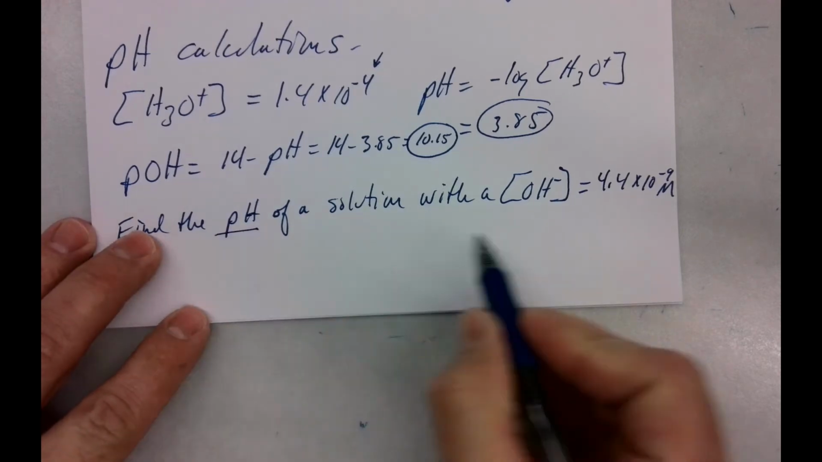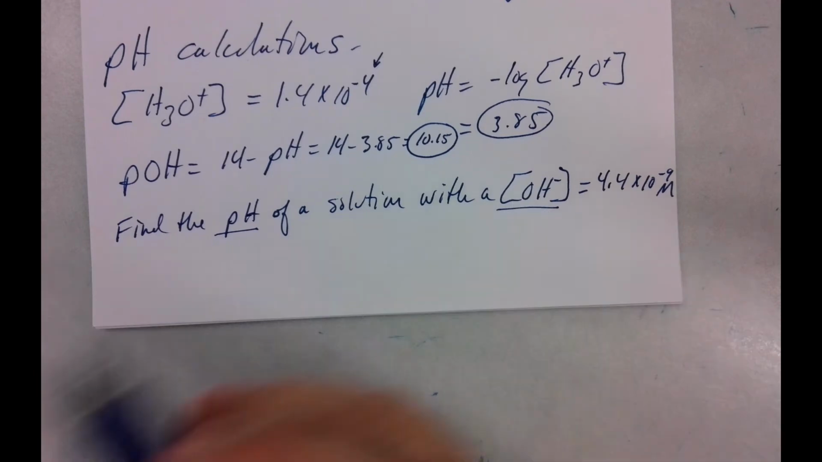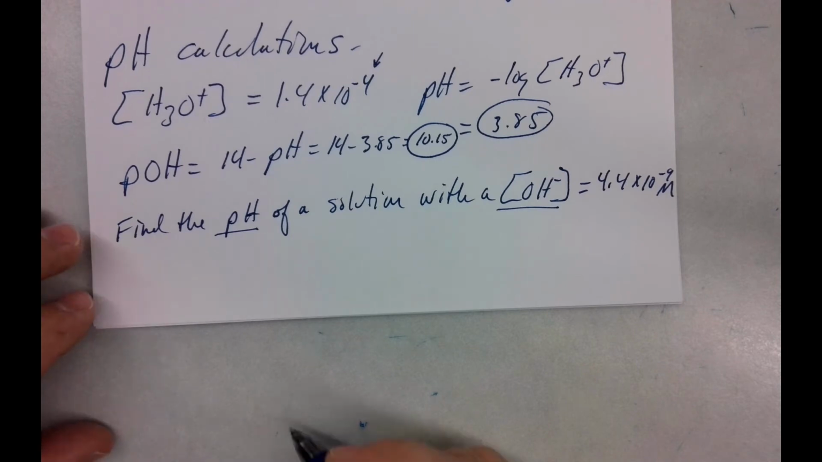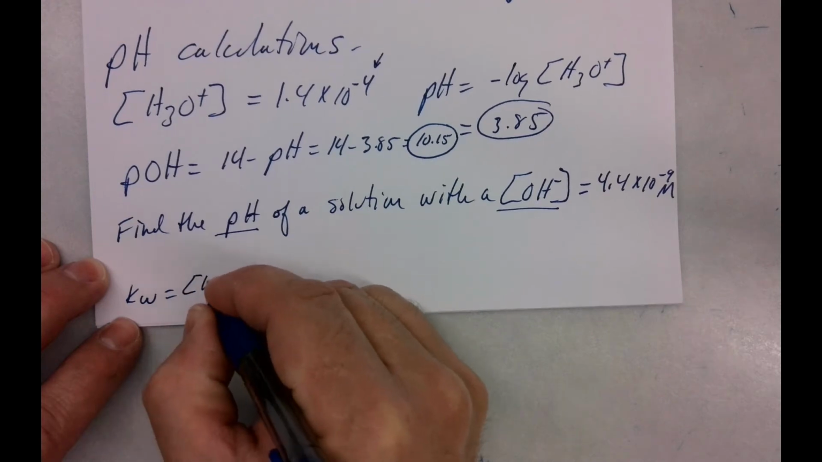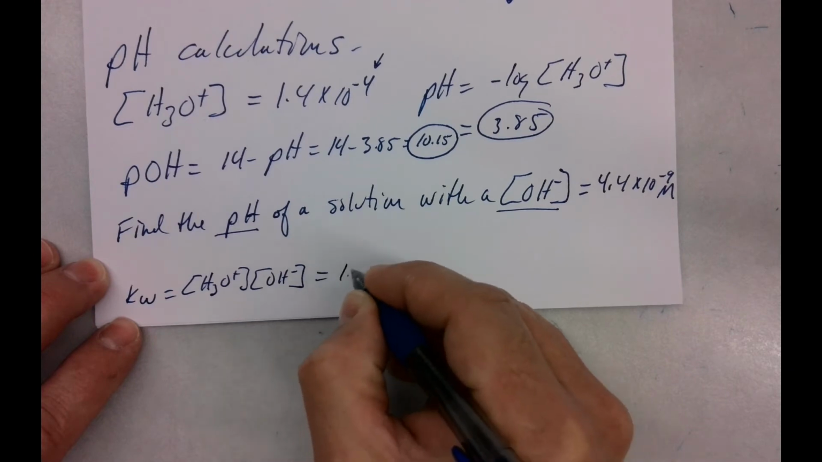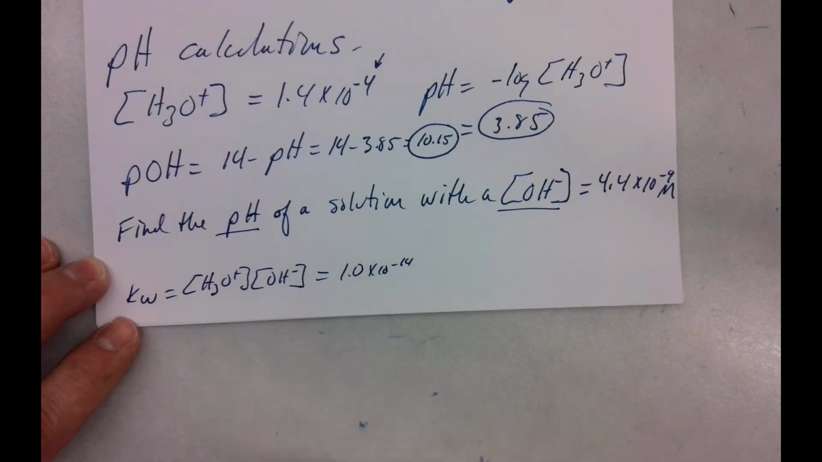pH does not go with OH negative, does it? How did we do that? You just find the pOH, and then subtract that from 14. That's one way. Anybody remember the other way? It's the Kw. Kw is the H3O positive concentration times the OH negative concentration, which is 1.0 times 10 to the negative 14. Either way can be done.